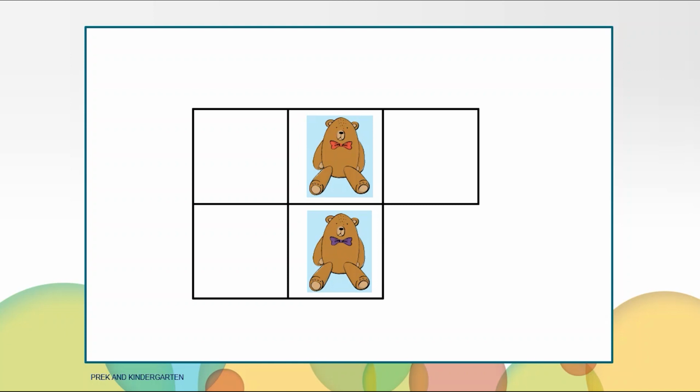So what we still need to do is answer the question, how many have bows? There were 5 teddy bears, so we used the 5 mat and put 5 bears on the mat. Then we took off the 3 bears with hats. There were 2 bears left, so there are 2 bears that have bows. 5 bears take away 3 is 2.